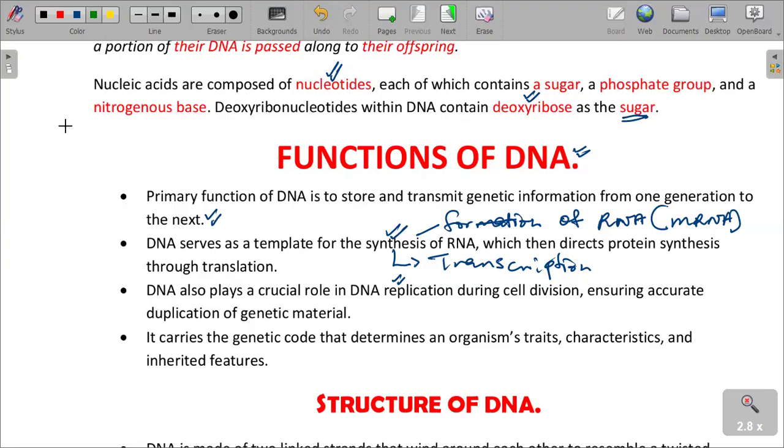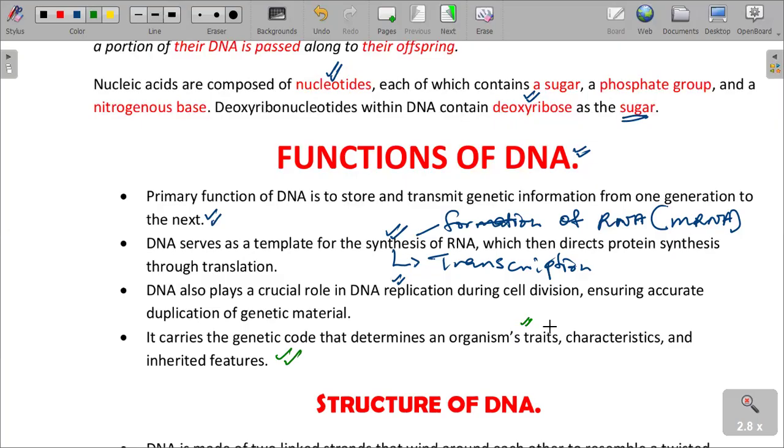Again, the next point, it carries the genetic code that determines an organism's traits, characteristics, and inherited features. DNA carries the genetic code that determines an organism's traits. We are talking about characteristics, features, and also inherited features. Organisms do inherit the features of their parents, which is carried by the gametes, the sperm cells or the egg cells.